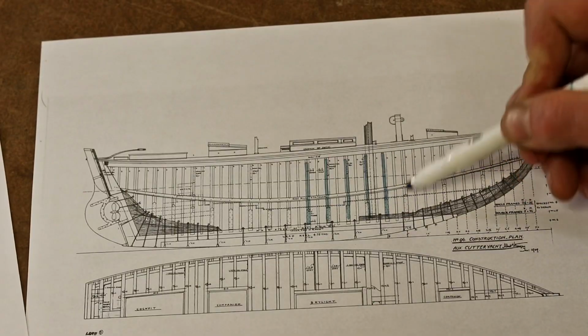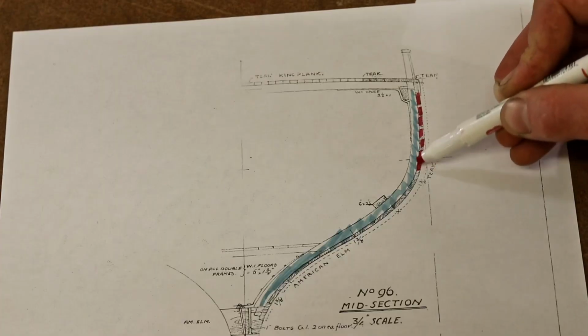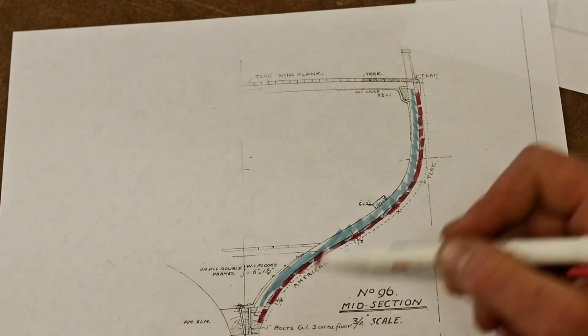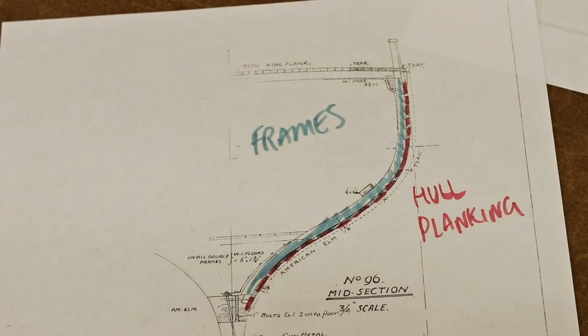The frames of the boat are a bit like the rib cage. They go up from the keel and up to the top of the hull, and they support the planking, the hull planking, which fastens to the frames, runs fore and aft along the outside of the hull, and then notches into the centerline in what we call a rabbet.